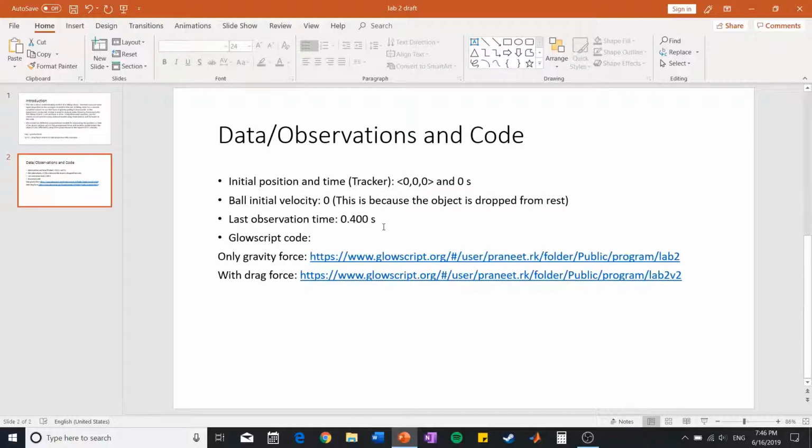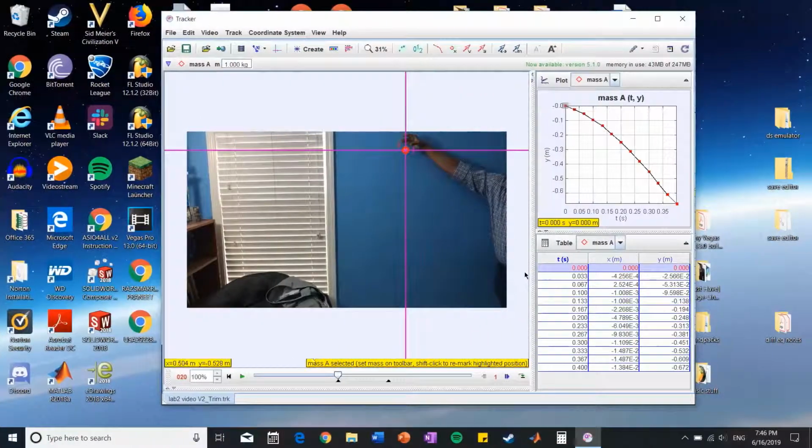Now, the initial position and time can both be gotten from Tracker. So the initial position in this case is the vector <0, 0, 0>, and the time is 0 seconds. The initial velocity of the ball is 0 in this case because the paper ball which I used in this experiment was dropped from rest. The last observation time, or the total time of the drop, was 0.400 seconds. Now, looking at my Tracker video, this is what it looks like.